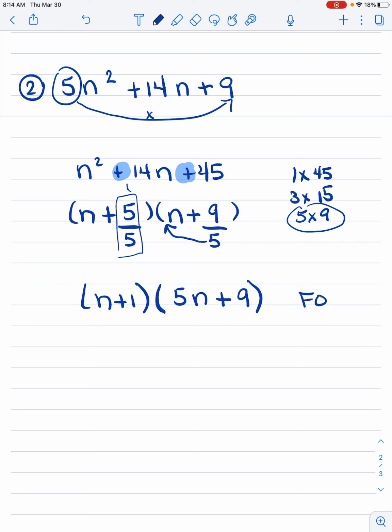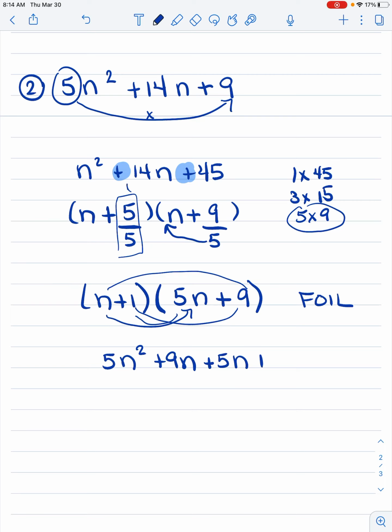Again, let's do FOIL. And we have n times 5n is 5n squared. And then outside plus 9n, inside plus 5n, last plus 9. Combine your middle terms, your like terms, 5n squared plus 14n plus 9. And there we have it, and that is our slip, slide, multiply, divide.